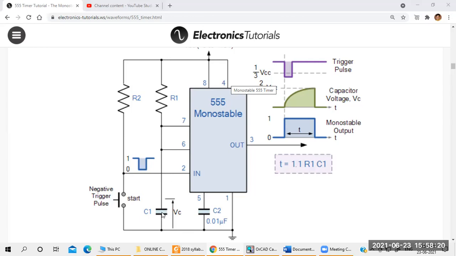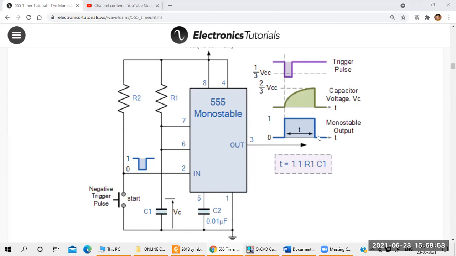Then they have connected a capacitor between pin number 2, pin number 6 and ground. Pin number 7 and 6 are shorted here. Then a capacitor is connected between pin number 5 and ground. Pin number 1 is connected to ground. Then the output of the timer is connected where here? Pin number 3. Pin number 3 is the output here. Understood? So this is the complete circuit connection for the monostable multivibrator.